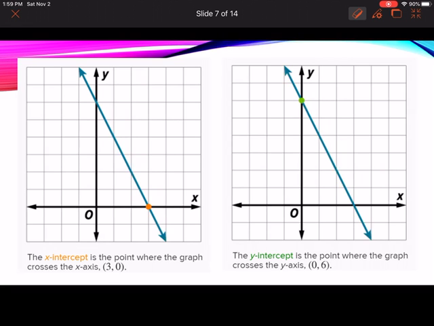So identify the x-intercept here. So the x-intercept is x equals 3, because this is at 3. And the y-intercept is at y equals 6.